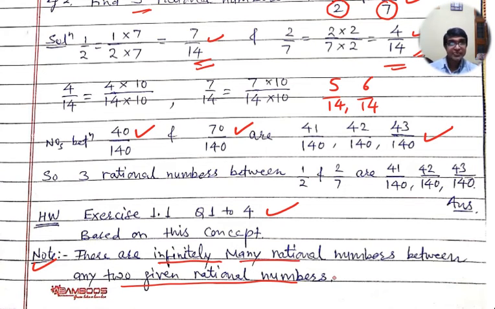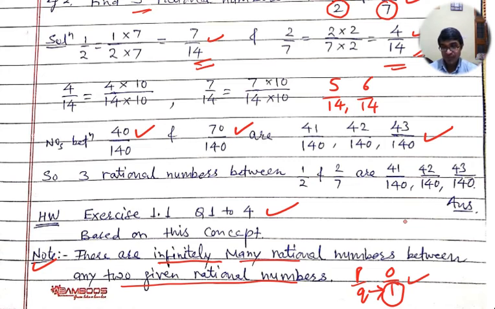Now just open your NCERT book, exercise 1.1. It's question number 1. Is 0 a rational number? Yes, of course. We have seen that 0 can be written as 0 by 1, so that is a rational number, because p and q both are integers and q is not 0. This should not be 0, but p can be 0. So in p by q form, where p and q both are integers and q is not equal to 0, this is a rational number. For question number 2 and 3, you have to find 6 rational numbers and 5 rational numbers between the given numbers. You can easily find that.